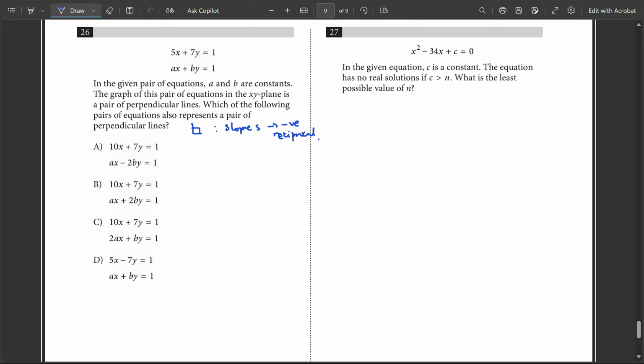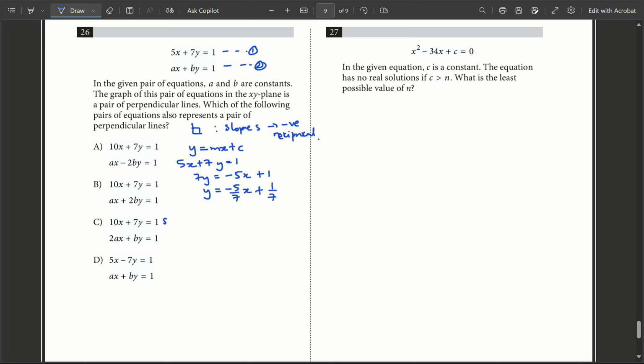Okay, so what we're going to do is find the slope of the equations we have here, equation 1 and equation 2. That is what we're going to look for first. The equation of a line is y = mx + c. For equation number 1, we have 5x + 7y = 1. We want to remain with 7y on this side, so 7y = -5x + 1. Divide both sides by 7 and we end up with -5/7 x + 1/7.